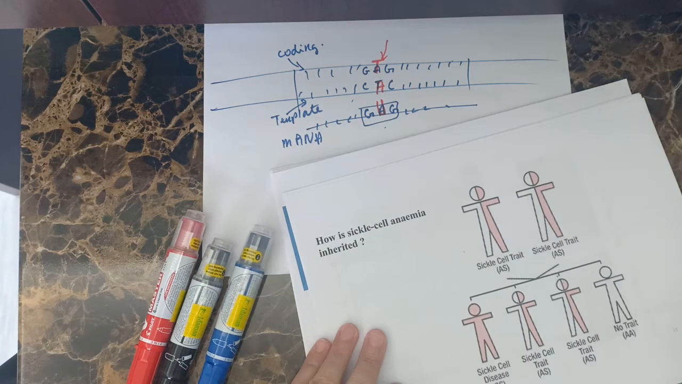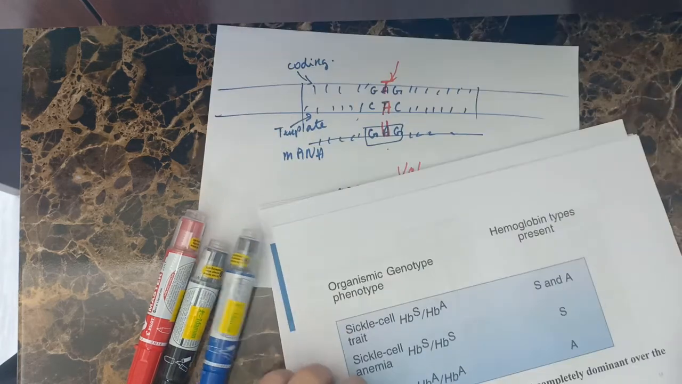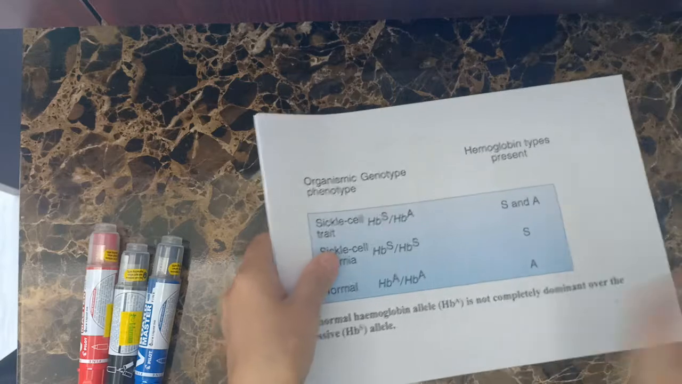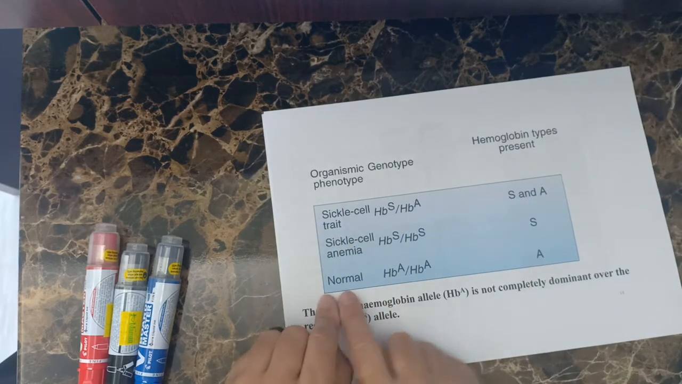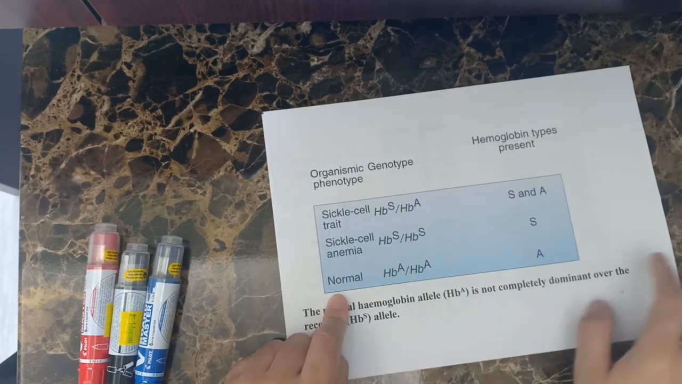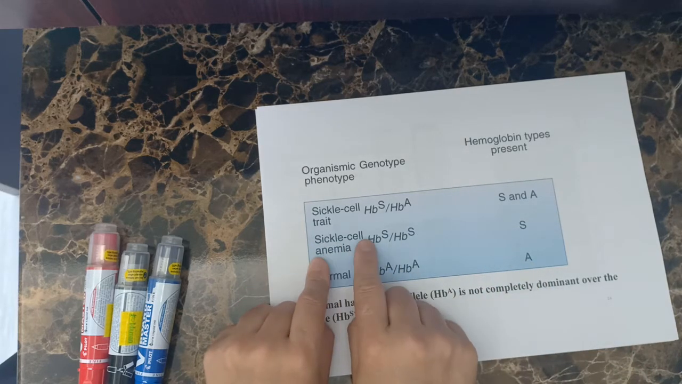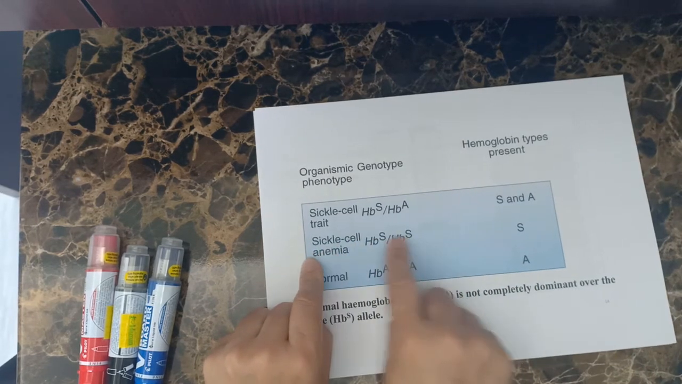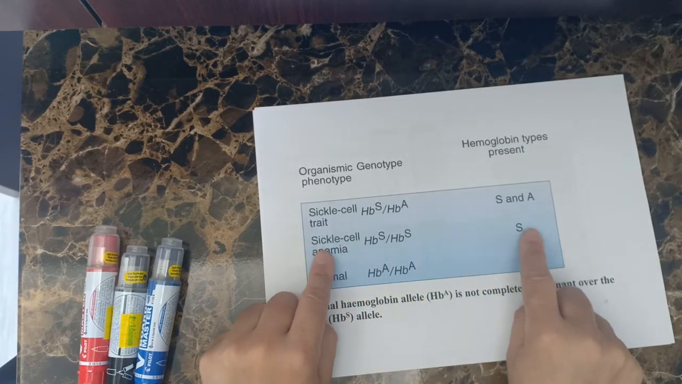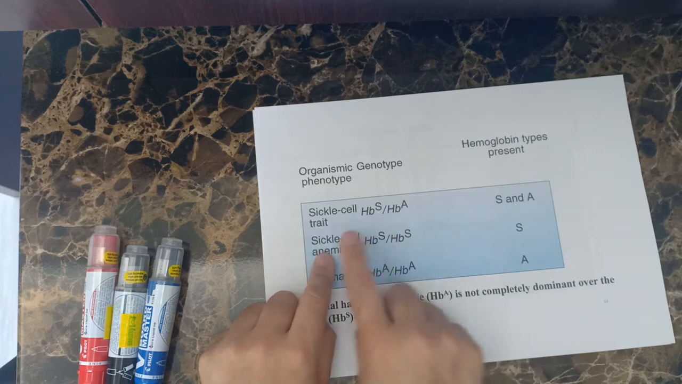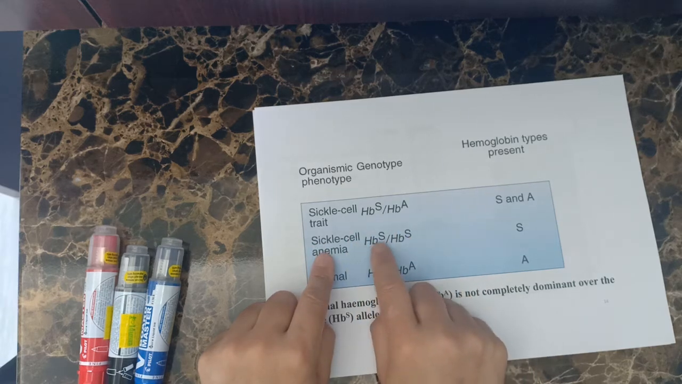I hope this one is clear here. So this is what we can have. Okay, I remove this. So you have normal, HbA, HbA. So what is the phenotype? It is A. This one, sickle cell anemia, will definitely have the disease, and they don't survive because they will be dead by the disease. So HbS, HbS.